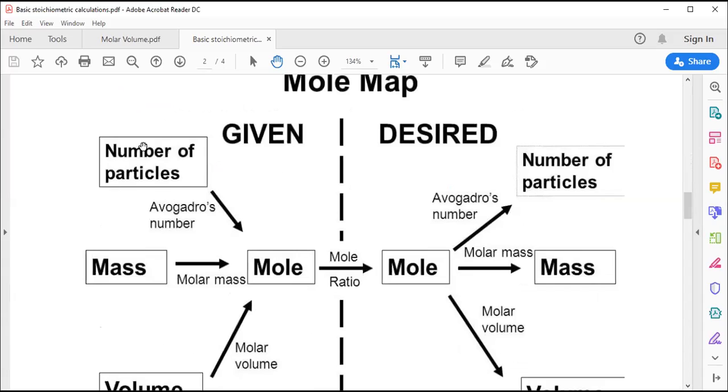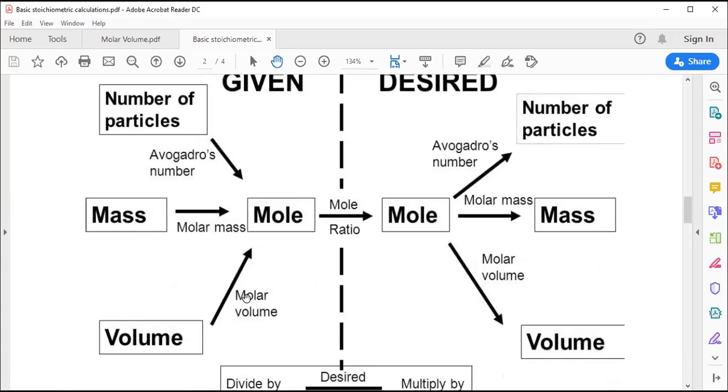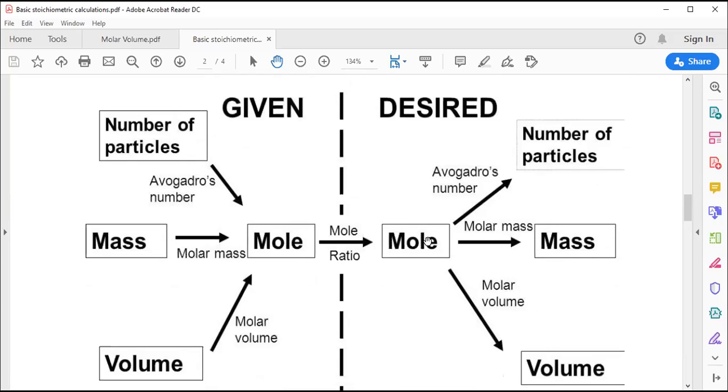If I'm given the number of particles, I must find the number of moles. I'm going to divide by Avogadro's number. If I'm given mass, I divide by molar mass. If I'm given volume, I divide by molar volume. Then I get the moles. Once I get the moles, I go to my balanced equation and do the mole ratio, 1 is to 2. Then I get the moles of the substance that I want. The moment I've got the number of moles of what I want, I can answer the question.